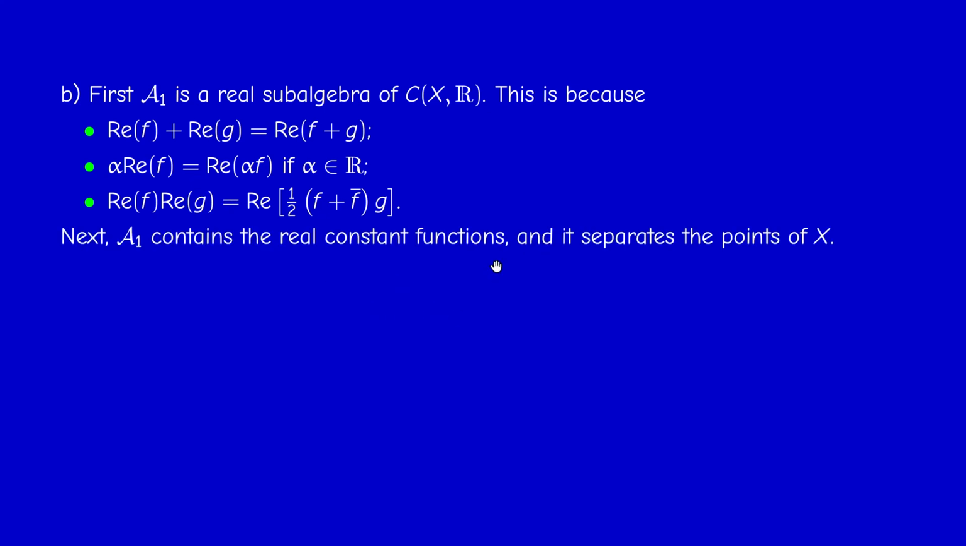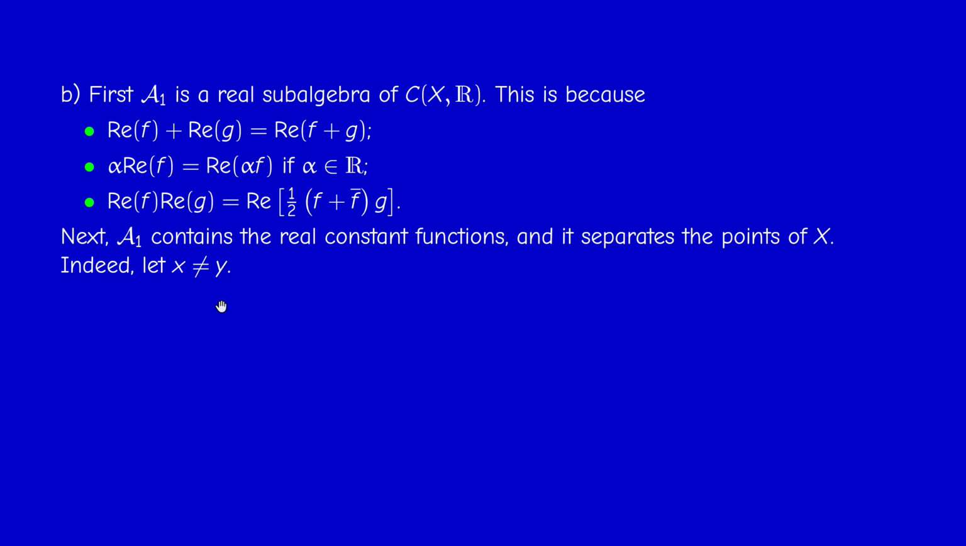Of course, A1 contains the real constant functions, and it separates the points of X. Why? Since calligraphic A contains the constant functions, we just take the constant function to be 1, and 1 is the real part of 1. And why does A1 separate the points of X?